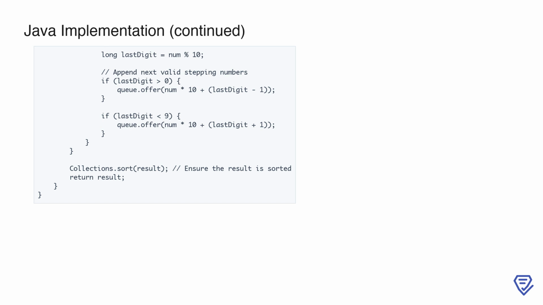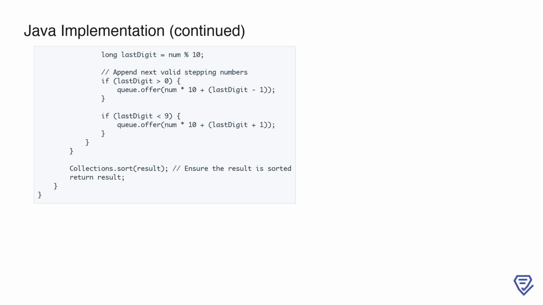To generate the next stepping numbers, we first calculate the last digit of the current number using the modulus operation. Based on this last digit, we determine which numbers can be appended to the current number to maintain the stepping property. If the last digit is greater than 0, it means we can safely append last digit minus 1 to the number, so we add it to the queue. Similarly, if the last digit is less than 9, we can append last digit plus 1, and this number is also added to the queue. By following this logic, we ensure that all valid stepping numbers are generated and explored.